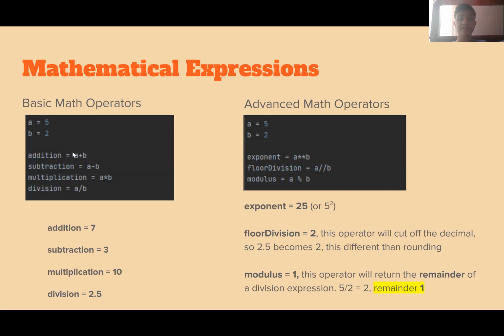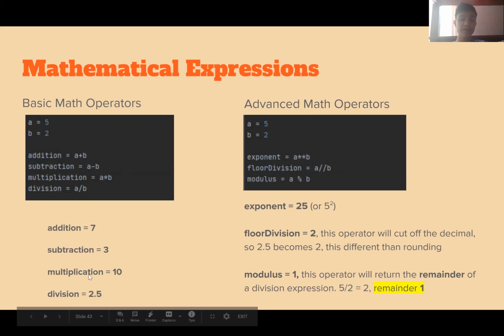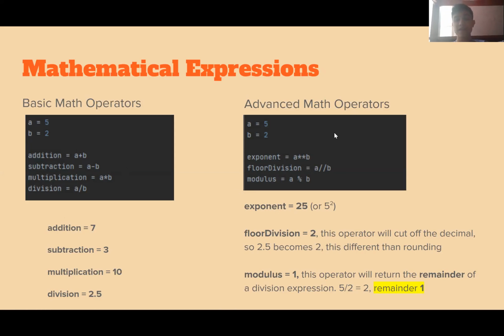So addition is a plus b, subtraction equals a minus b, multiplication equals a times b, division equals a divided by b. So addition equals 7, subtraction equals 3, multiplication equals 10, and division equals 2.5. Exponent equals a to the power of b. Floor division equals a divided by b, but it's different than normal division. Modulus equals a modulus b.